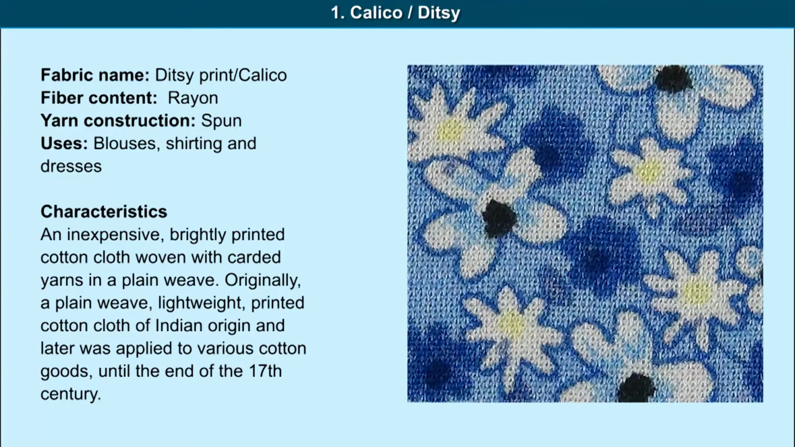Calico, or called Ditsi print. This is made out of rayon, which is a spun yarn. It is used in blouses, shirting and dresses. It is an inexpensive, brightly printed cotton cloth woven with carded yarns in a plain weave. Originally, a plain weave light fabric printed cotton cloth of Indian origin, and later was applied to various cotton goods until the end of the 17th century.